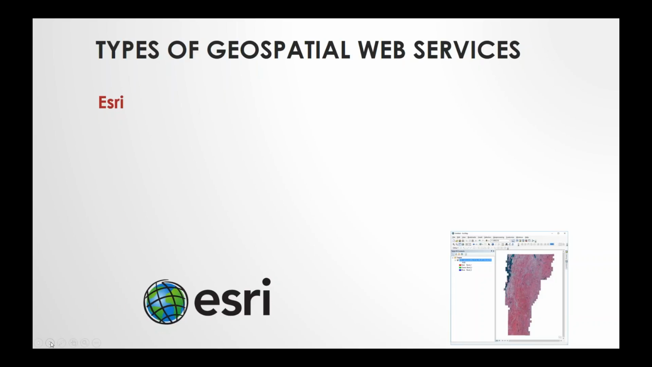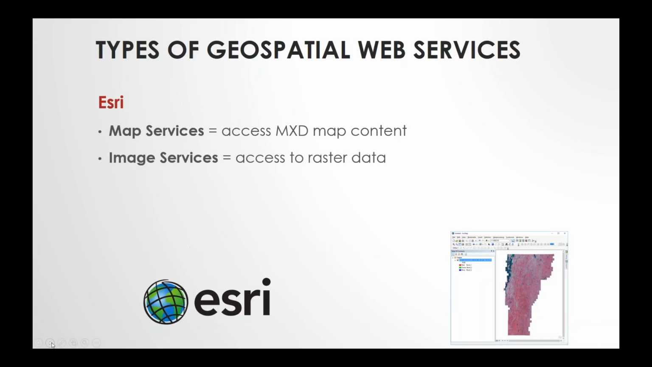So what types of geospatial web services exist out there? Well, in the Esri world, there are a number of them. There are those referred to as map services, and these are essentially a method by which you can take an ArcMap project or an MXD and the content within it and publish it to the web as a web map service.